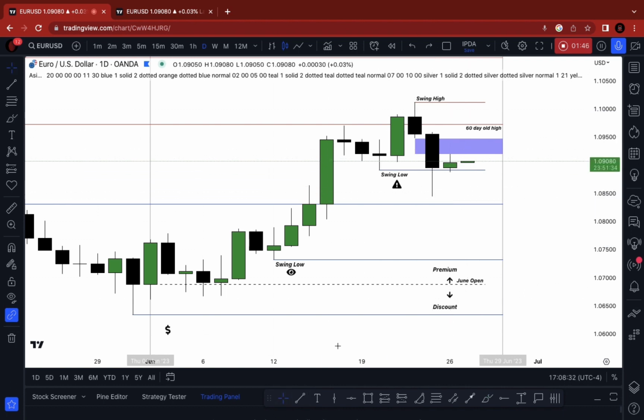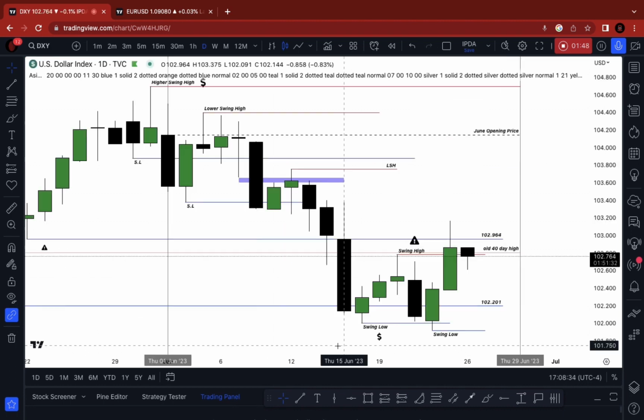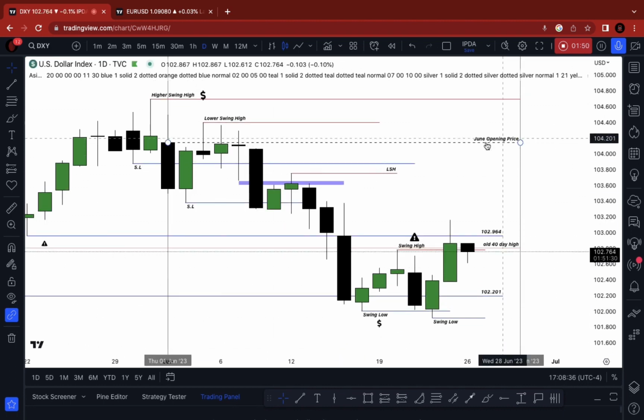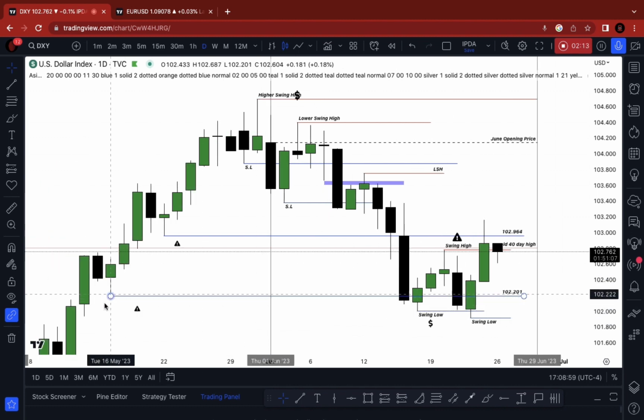So we can see the inverse is happening for the DXY. You can see we're below June's opening price. Anything below June's opening price is a discount, and a discount leads to higher probability of buy setups, especially if the commercials have met their target and booked their long positions at a lower price. So as price is lower, it is more suspected that commercials may build up more net longs as price continues to drop lower. Price recently ran into that old swing low that we had here.